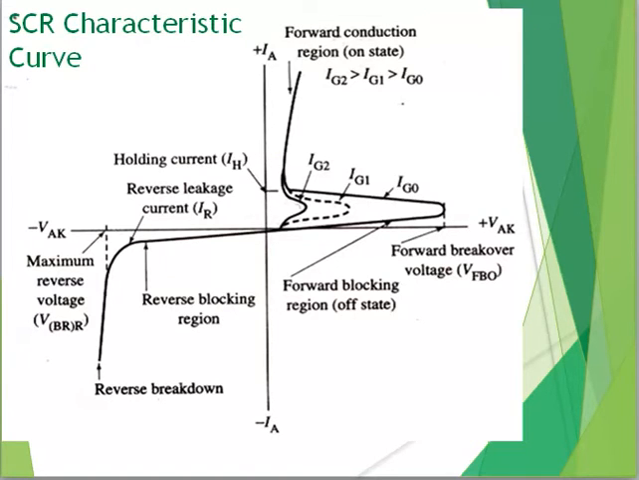Forward blocking state. This is the high voltage low current mode of operation in which SCR is in off state. The current through it is the forward leakage current. This current flows due to thermally generated minority carriers.